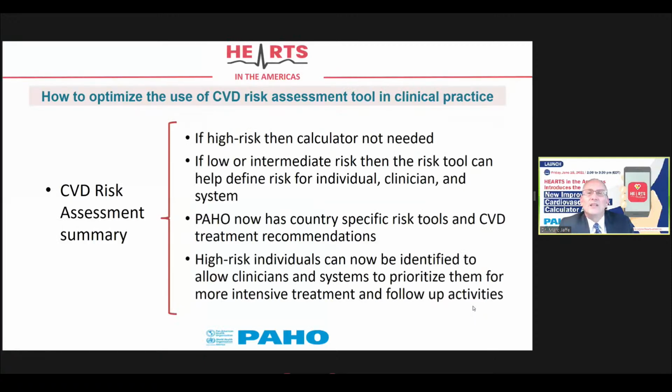So really, again, just to summarize, if a person's high risk, probably okay to go right past the calculator. If they're lower intermediate risk, then the calculator can really help you identify risk. PAHO now has country-specific tools to help us identify risk, and equally as importantly, when available, to guide you to the country-specific recommended protocol with the treatment pathway and the medications that have been really advised by that particular location.